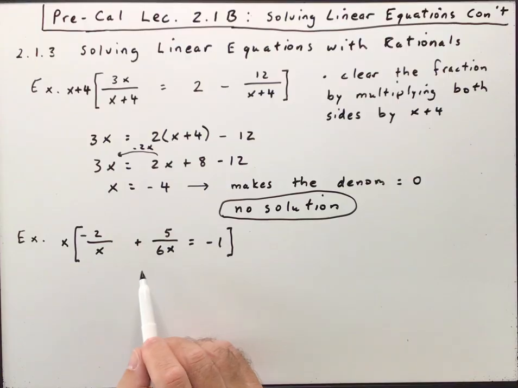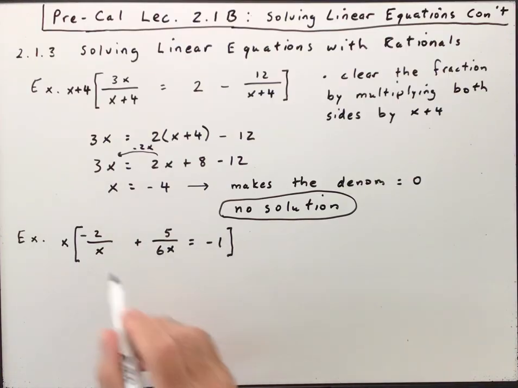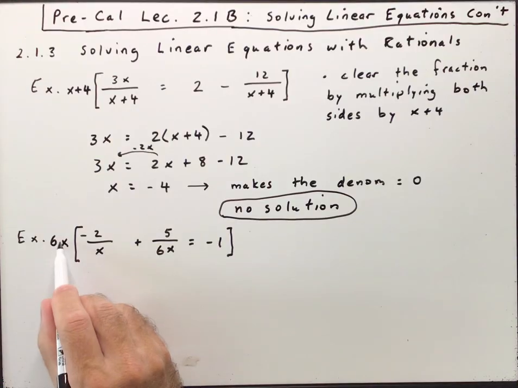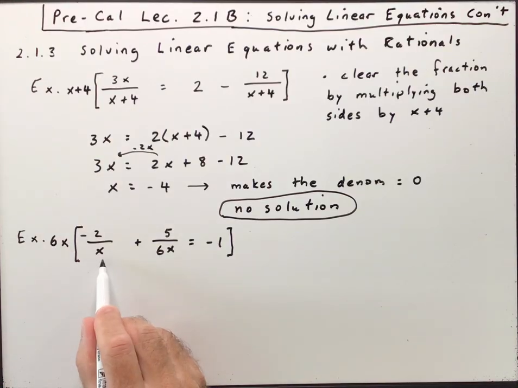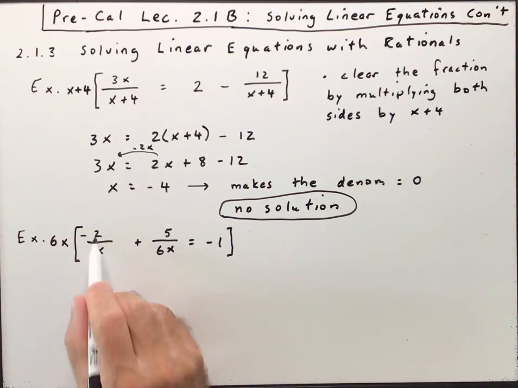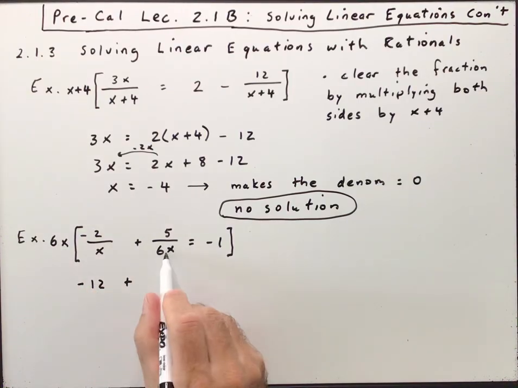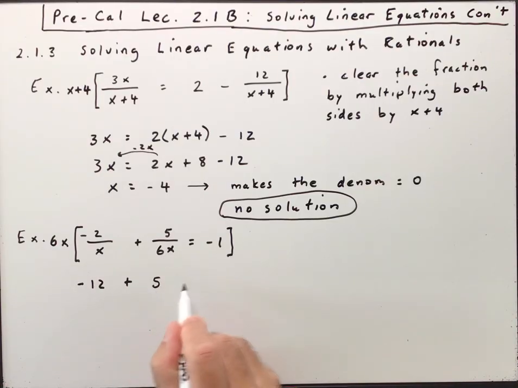What could I pick that would clear both fractions? Well, how about 6x? The x's still cancel in this first term. X over x cancels. 6 times negative 2 is negative 12. And then 6x over 6x cancels here, so that just leaves 5.